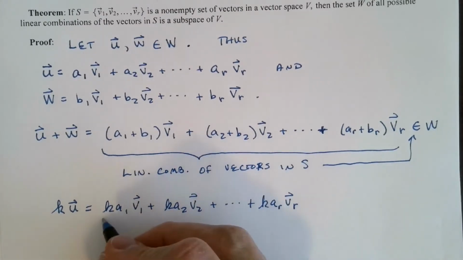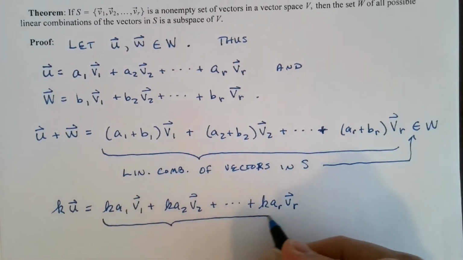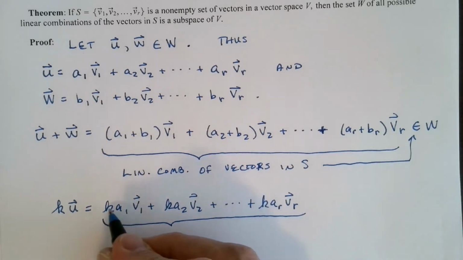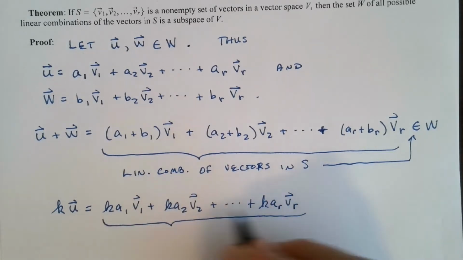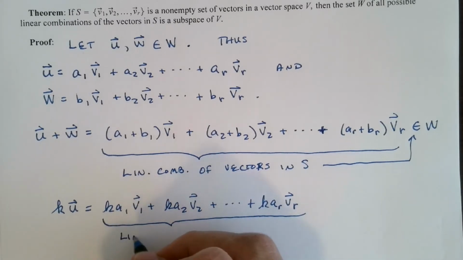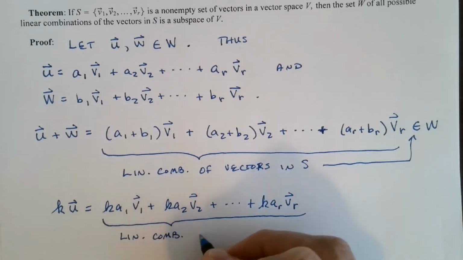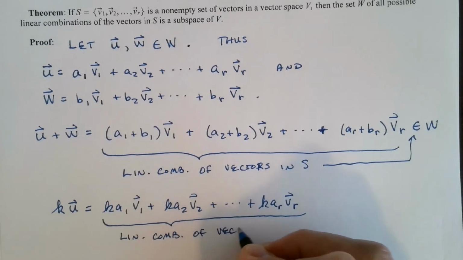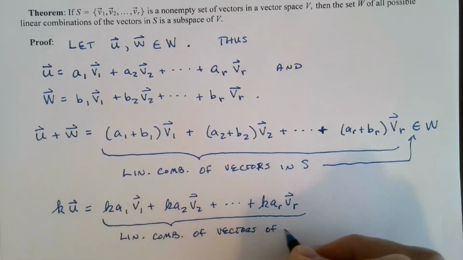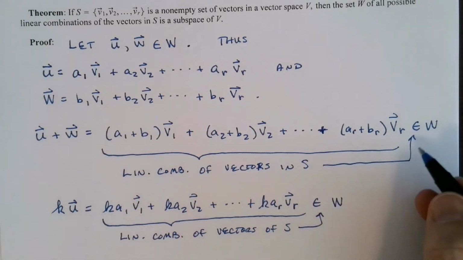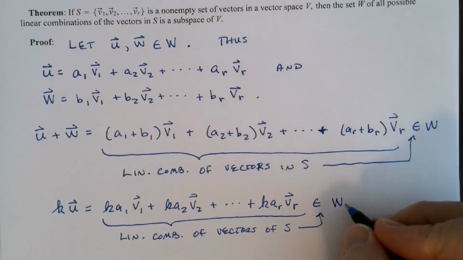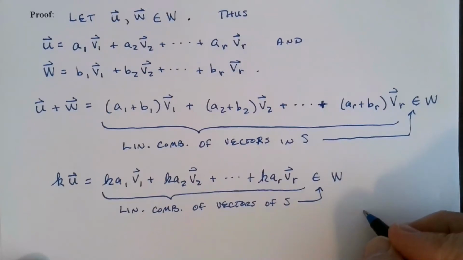Well, again, note that k is a scalar, a1 is a scalar. Multiplying two scalars together, what does that give me? A scalar. This is a scalar, this is a scalar, this is a scalar. This is a linear combination, again, of vectors of S. And so this also is in W. We're closed under addition, we're closed under scalar multiplication. That's the proof.